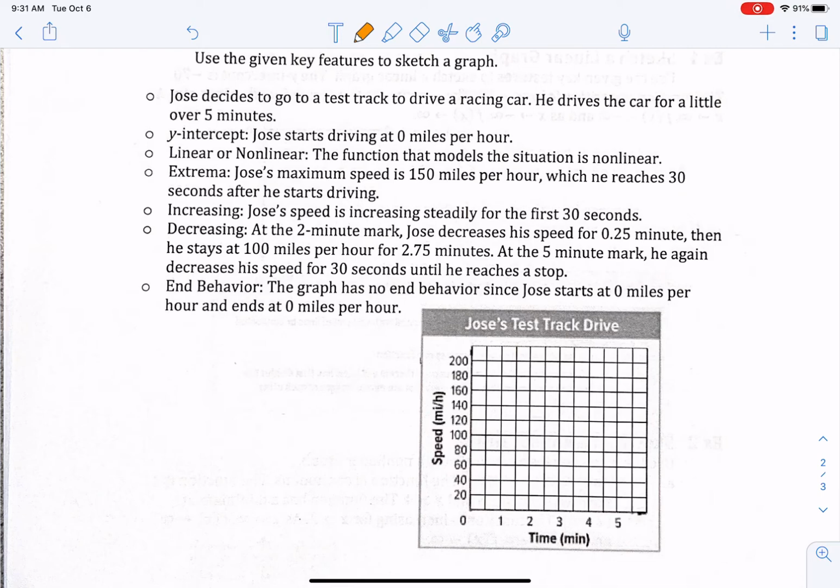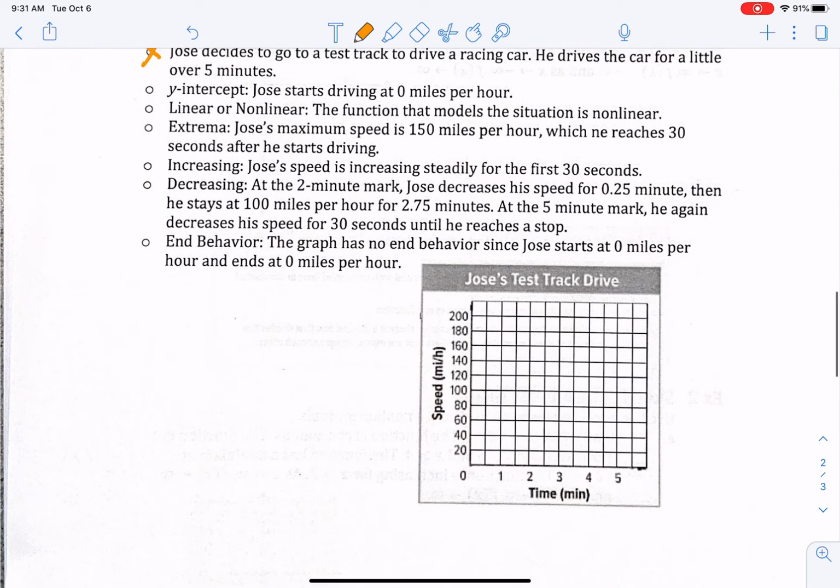So Jose decides to go to a test track to drive a racing car. He drives the car for a little over 5 minutes. Okay, nothing really that we can graph with that. We just know the background information behind this. It says the y-intercept: Jose starts driving at 0 miles per hour, right? He gets in the car and it's going 0 miles per hour. So I'm going to start at 0. Okay, and we've done that bullet point.